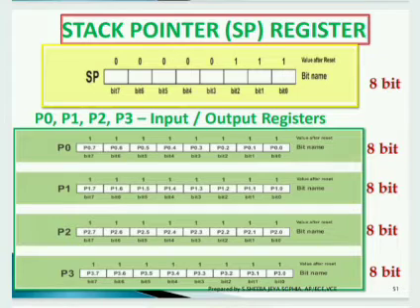So likewise, port 0.0 to port 0.7 corresponds to port 0 registers, and port 1.0 to port 1.7, 8 bits, corresponds to port 1 registers, and port 2.0 to port 2.7 corresponds to port 2 registers, and port 3.0 to port 3.7 corresponds to port 3 register. So totally 32 bits are available for input output purpose.